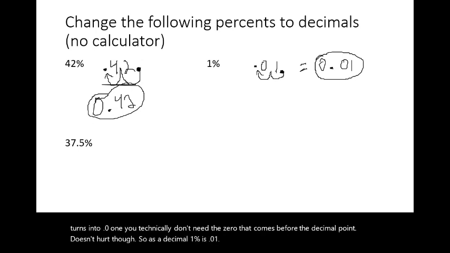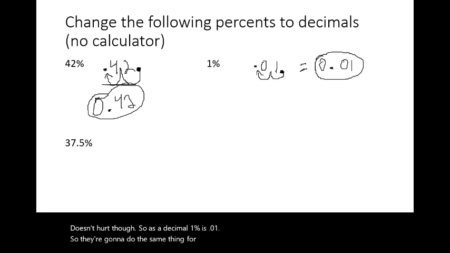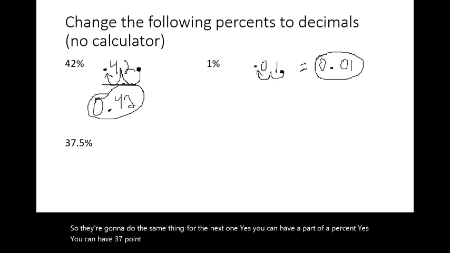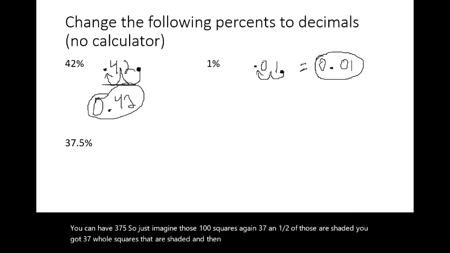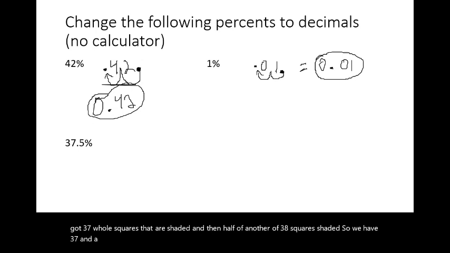So then we're going to do the same thing for the next one. Yes, you can have a part of a percent. Yes, you can have 37.5%. So just imagine those 100 squares again. 37 and 1/2 of those are shaded. So you got 37 whole squares that are shaded, and then half of a 38th square is shaded. So we have 37.5 shaded squares out of a total of 100 squares.